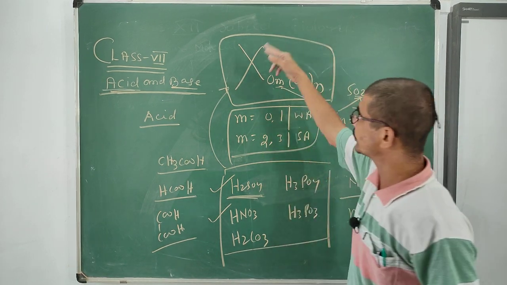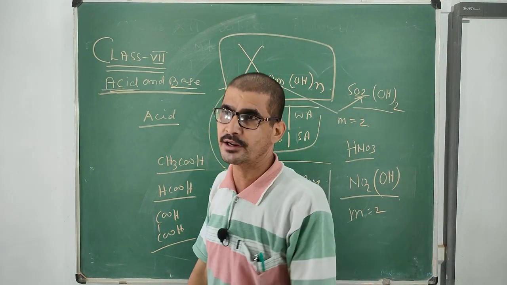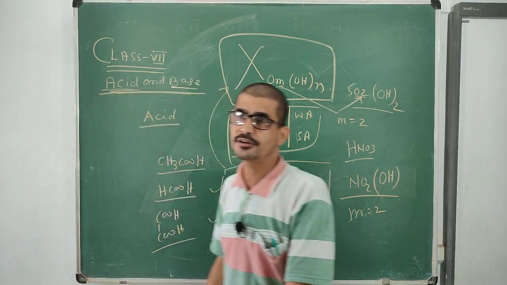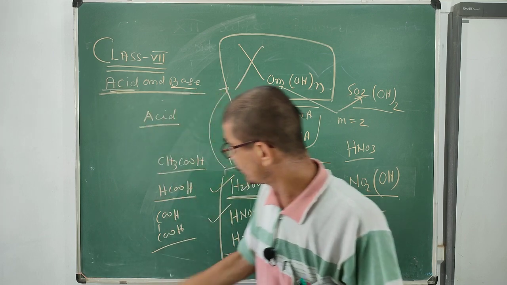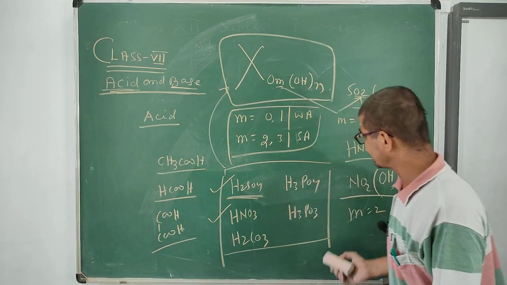So this is a very important formula, and with the help of this formula, we are able to identify which one is a strong acid and which one is a weak acid as far as inorganic acids are concerned, because we know the organic acids are weak acids. This is a very important thing.